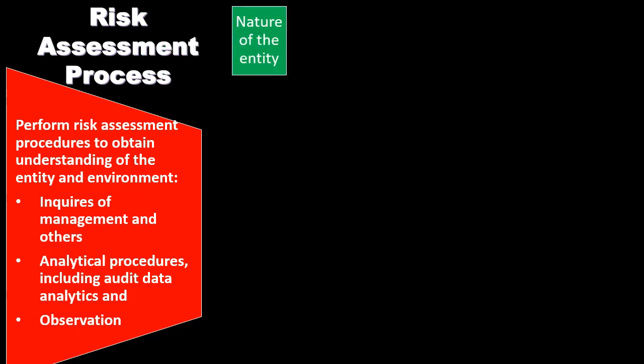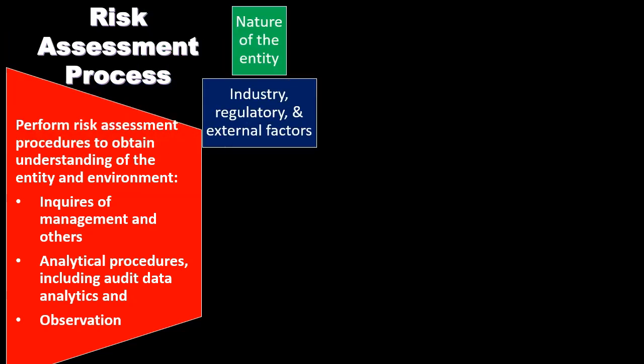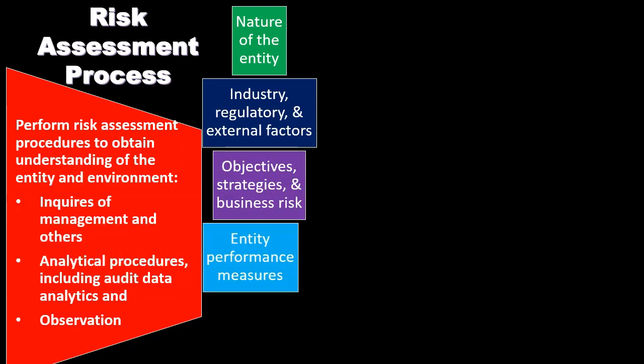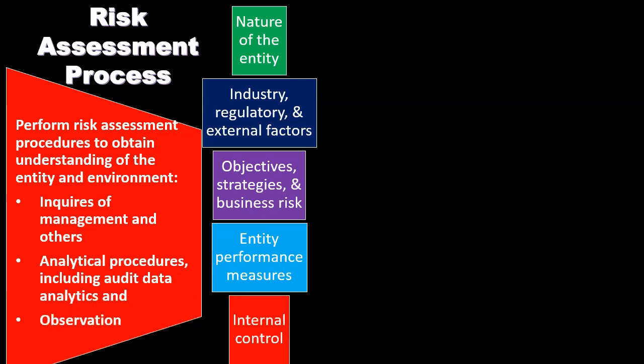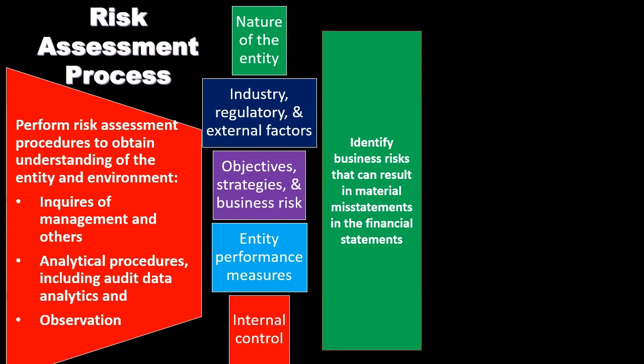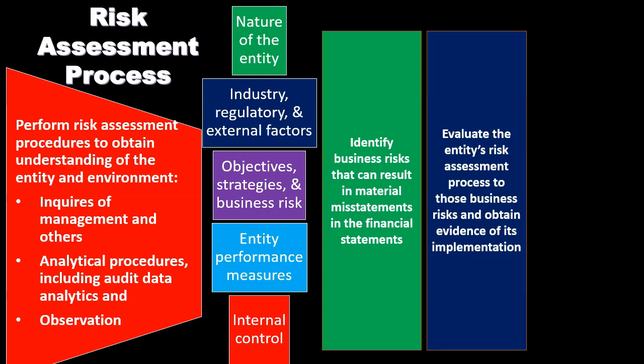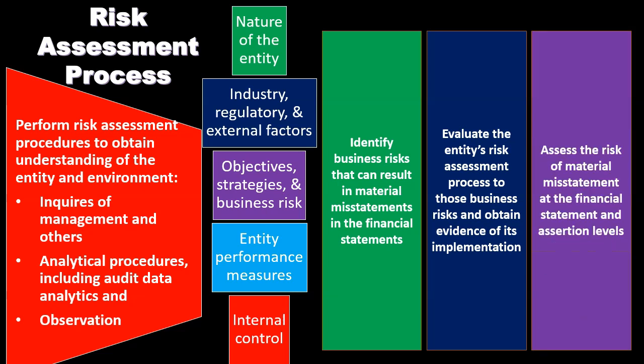We are then considering the nature of the entity, industry, regulations, and external factors, objectives, strategies, and business risk, entity performance measures, and internal controls. Identifying business risk that can result in material misstatement in the financial statements is an objective. Evaluate the entity's risk assessment process for those business risks and obtain evidence of its implementation. Assess the risk of material misstatement at the financial statement and assertion levels.